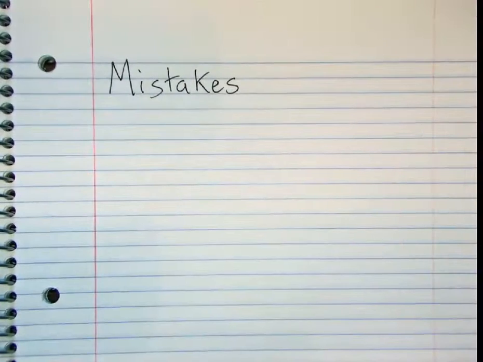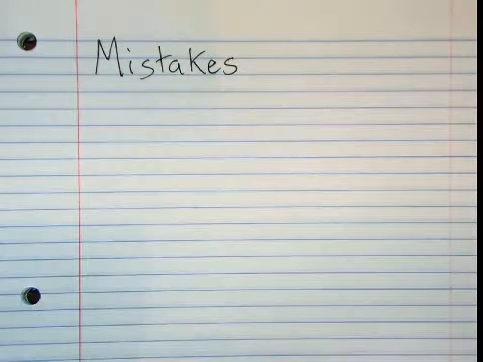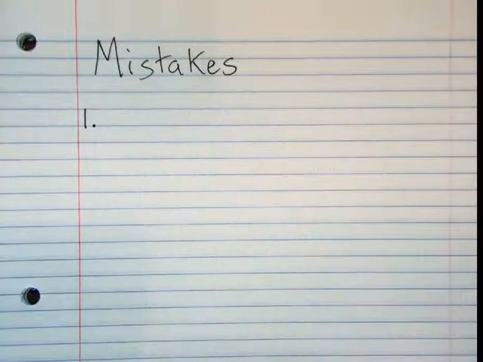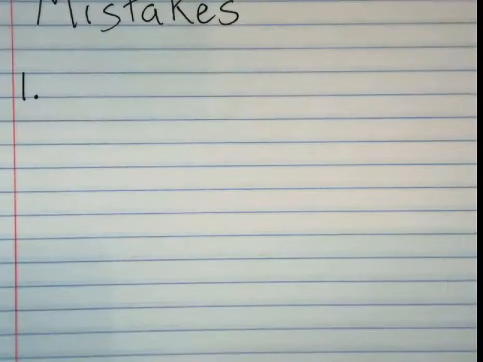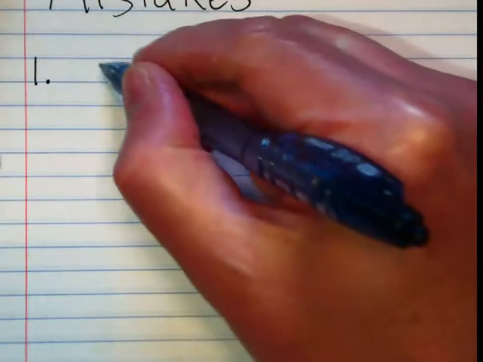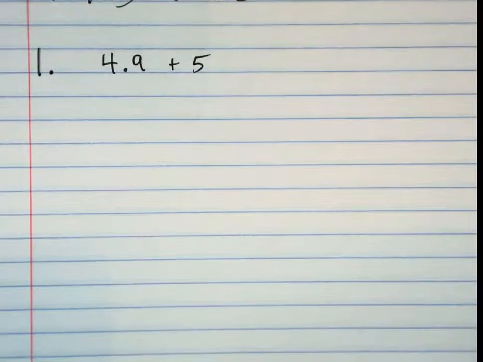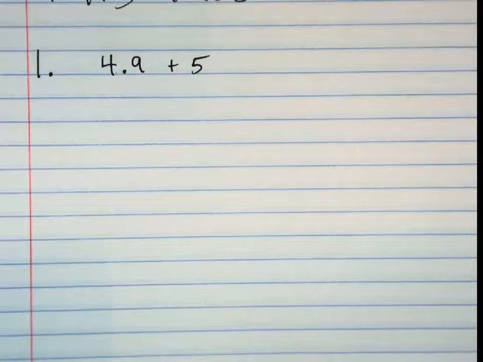All of the problems will be multiple choice from the Edpuzzle thing. Okay, here we go. Number one. Let me zoom in a little bit. And remember, you're looking for the mistakes. So we're going to start with a little bit of adding. So I'm going to do 4.9 plus 5. And then remember, you're watching for a mistake.